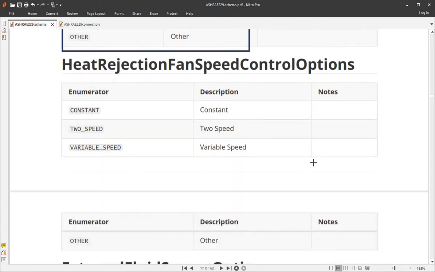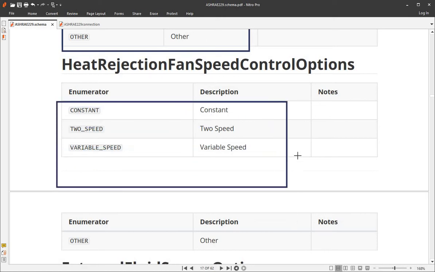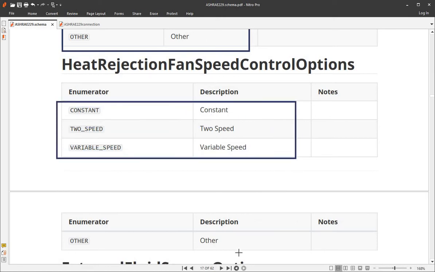And then finally, the last enumeration is about fan speed control options. And this would be for how the control of the fan is in the cooling tower or other heat rejection system. And for this, we have constant, 2-speed, and variable speed, as well as other if there is some other type of control system. So that's pretty much it for heat rejection.